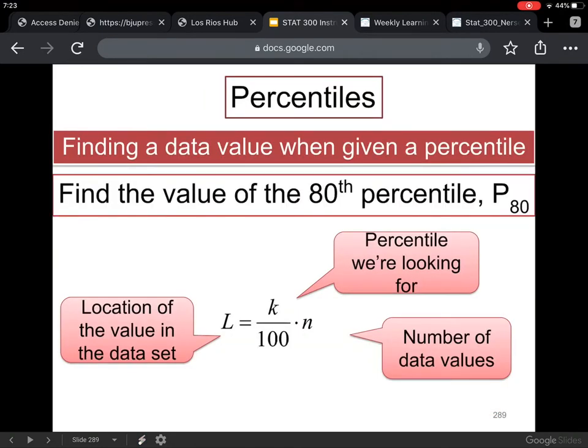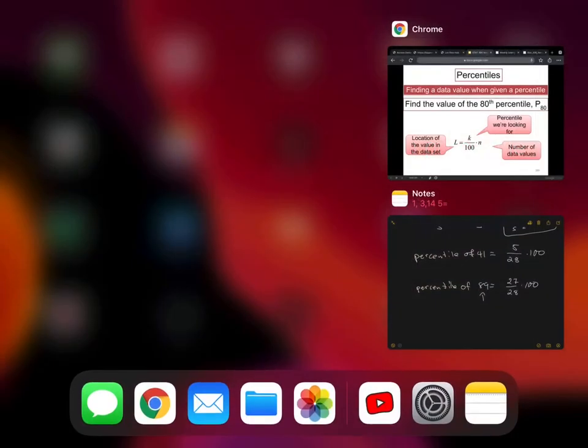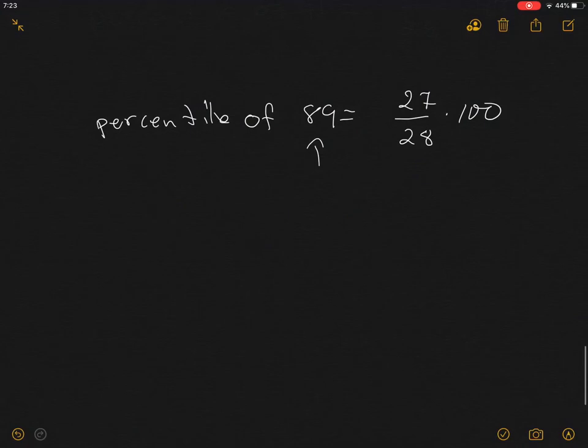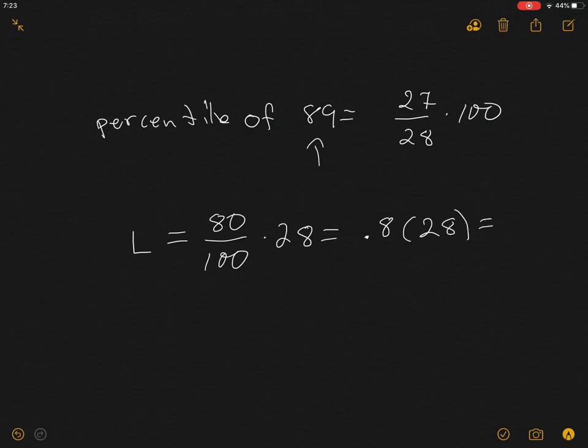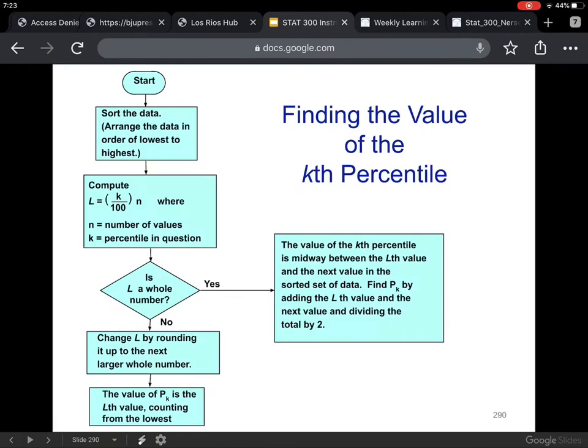So find the value of the 80th percentile. If we do this by hand here, the location of the 80th percentile is given by 80 divided by 100 times the number of values that we have, which is 28, or 0.8 times 28, which would give us a number. I believe I did this on the next slide. Oh, I did it on the future slide. So I'll go through this. But remember I mentioned that there was a nuance to finding the kth percentile.